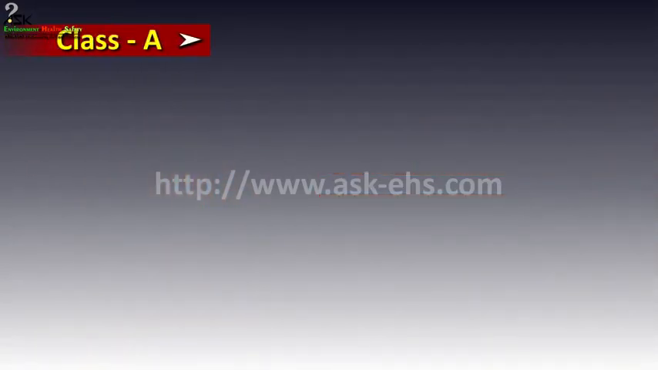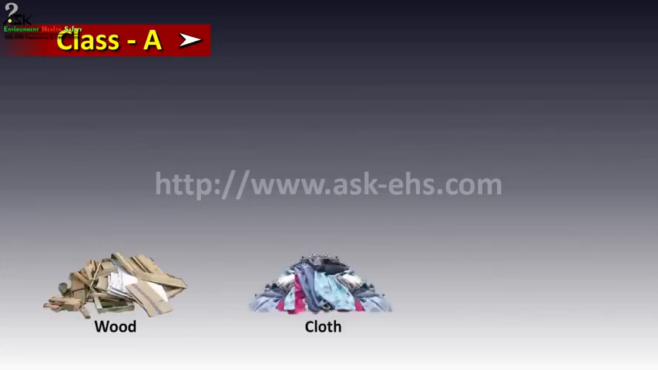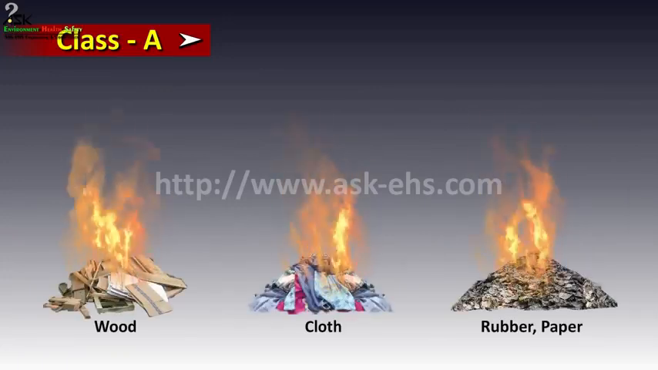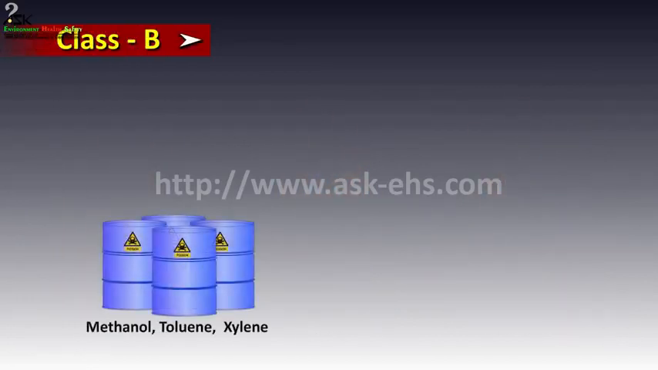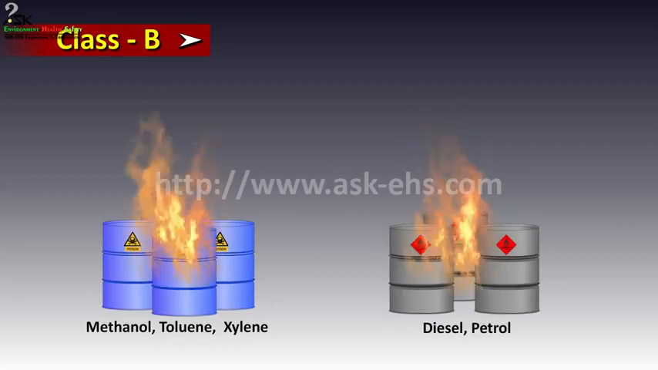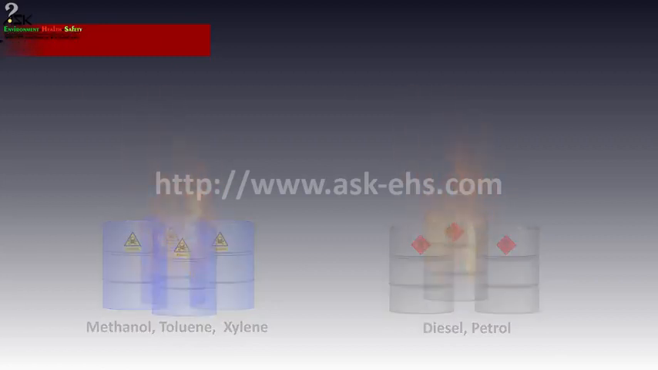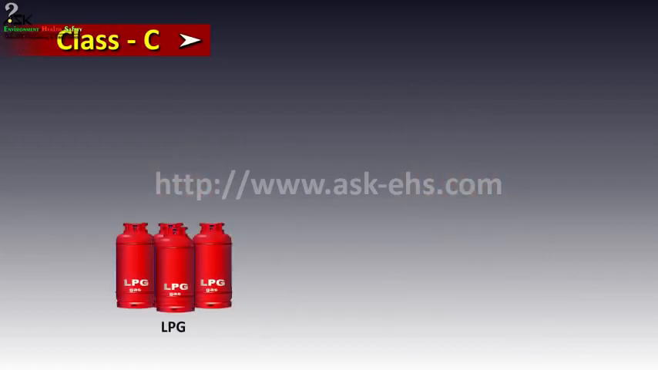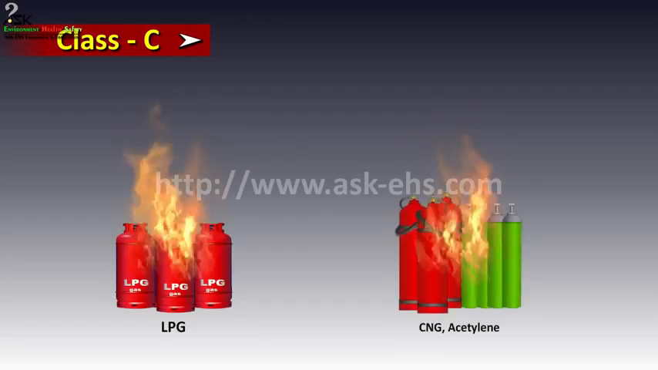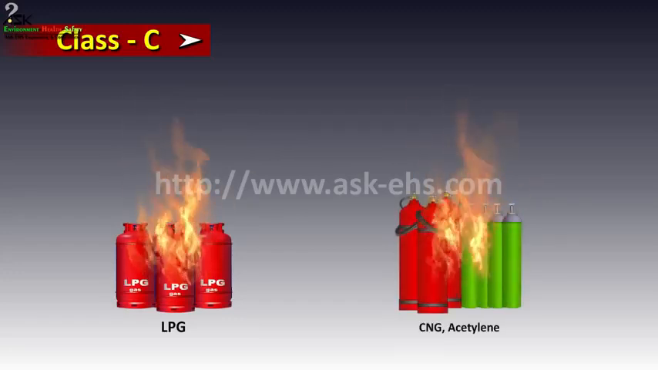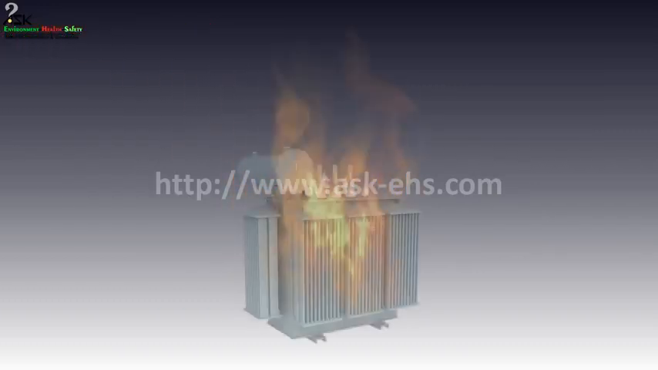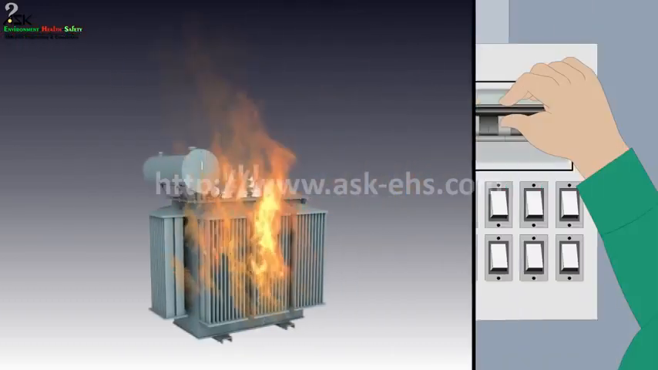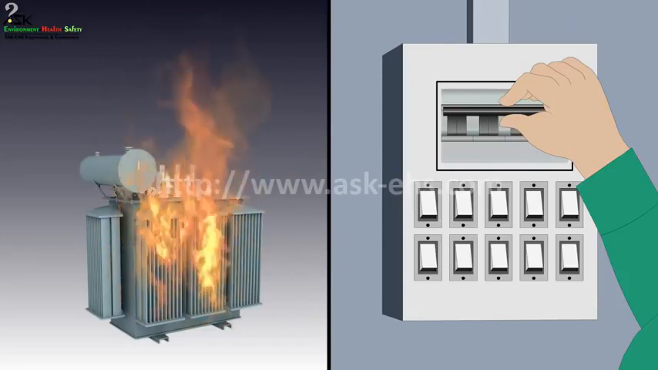Class A, solid fire, that is, fire due to wood, clothes, rubber, and paper. Class B, fire due to flammable liquid. Class C, fire due to flammable gas, like fire due to LPG. Class D, metal fire. Shut down the power when there is fire due to electricity.